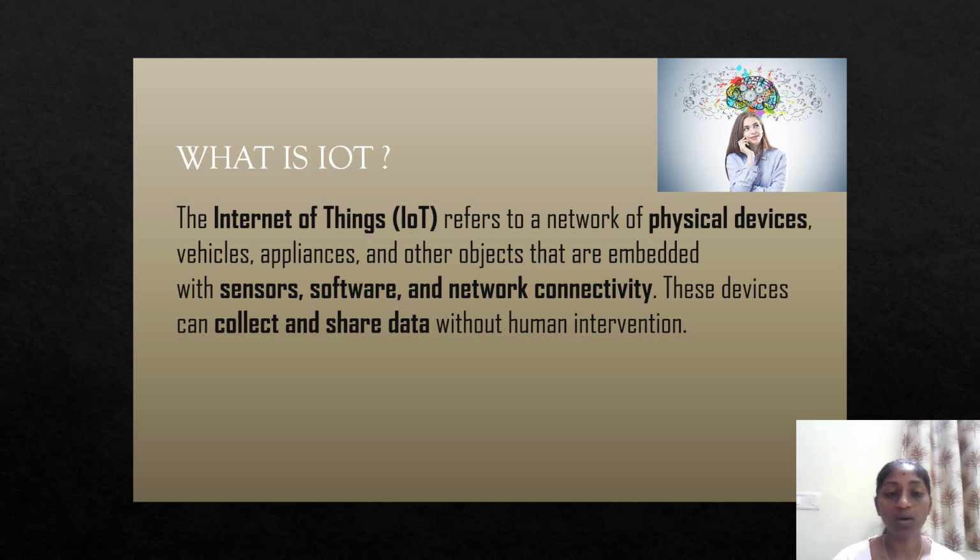What is IoT? IoT stands for Internet of Things. The Internet of Things, that is nothing but IoT, refers to a network of physical devices, vehicles, appliances, and other objects that are embedded with sensors, software, and network connectivity. These devices can collect and even share data without human intervention.